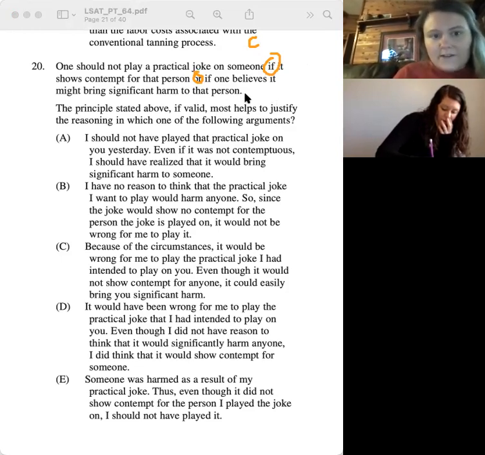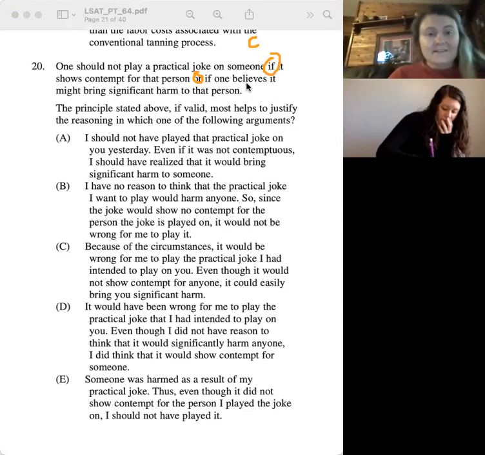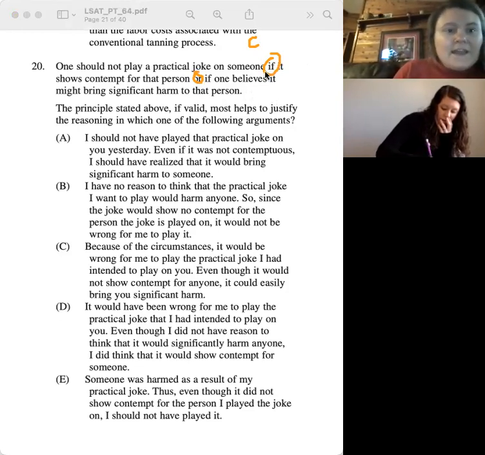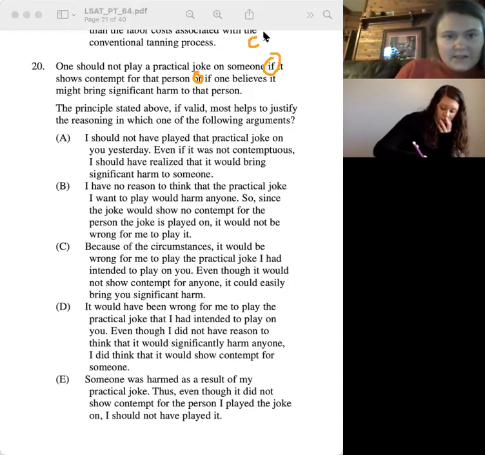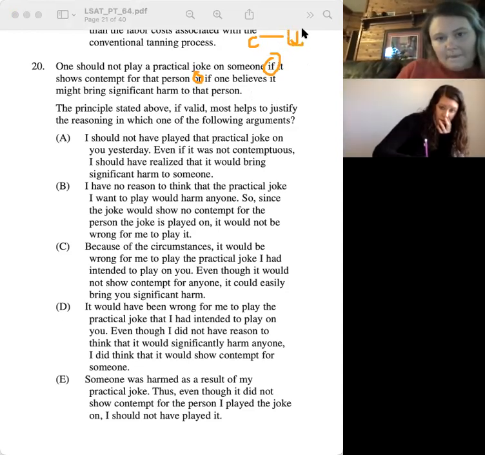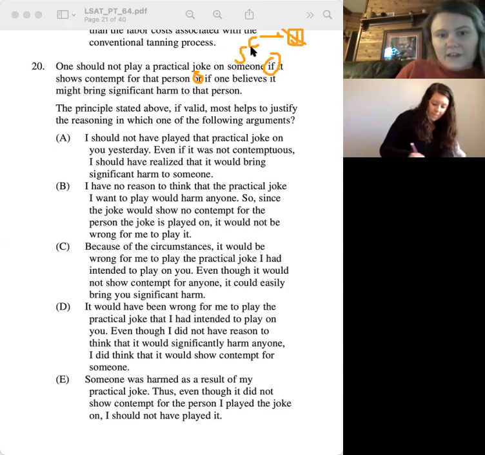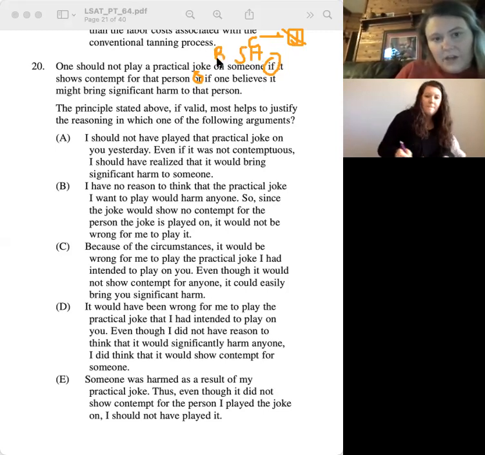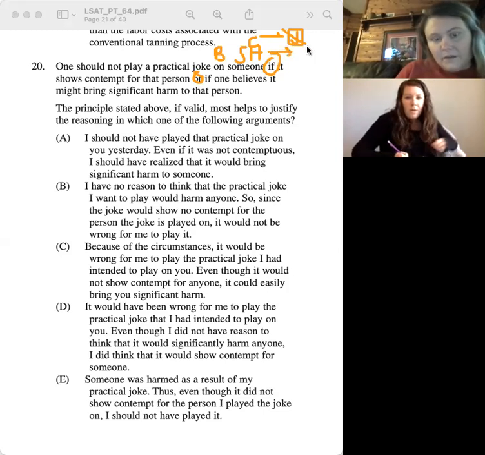So I love "or"s because I just make two different sentences and I'm like, okay, well, if it shows contempt for that person, you should not play the practical joke. So no joke. Or if you believe it would bring about significant harm, you believe, I should say, you should not play the joke.